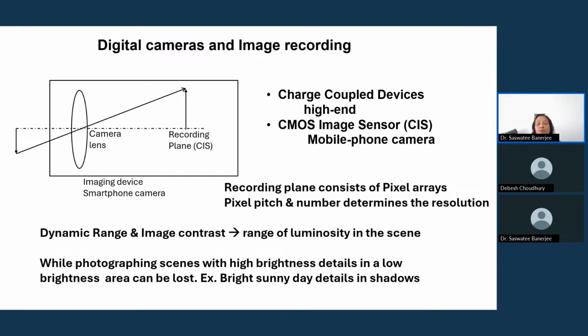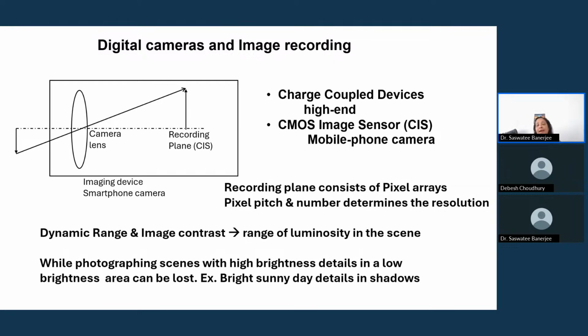That means in the recording plane you use some photodetectors. If you are doing a lot of experiments, you are possibly very accustomed to charge coupled devices, which are still used. For high-end purposes, definitely charge coupled devices are used. Now, for the simple, cheap applications, for example our smartphones, CMOS image sensors are used, in fact.